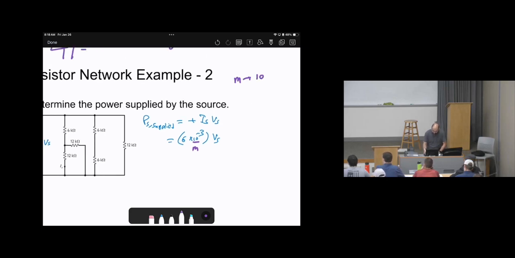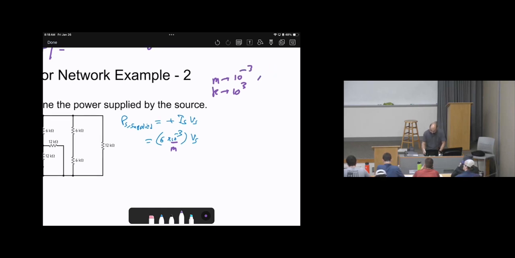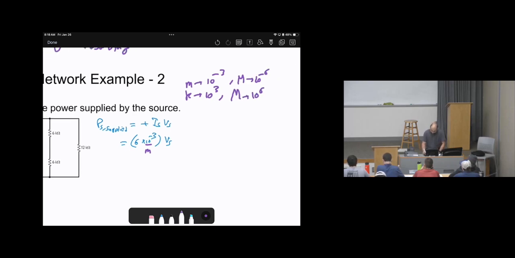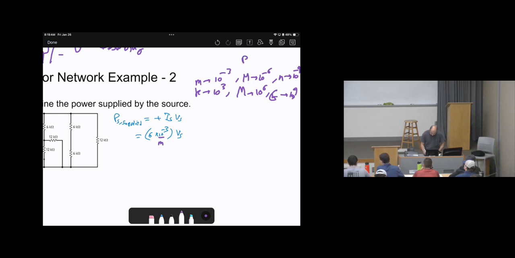Milli means 10 power negative 3, kilo 10 power 3, then we have micro 10 power negative 6, while mega is 10 power 6, we have nano 10 power negative 9, while giga as G is 10 power 9. You need to know all of these. And there is pico. I don't think we will use it a lot, but just for information, pico as lowercase p is 10 power negative 12.